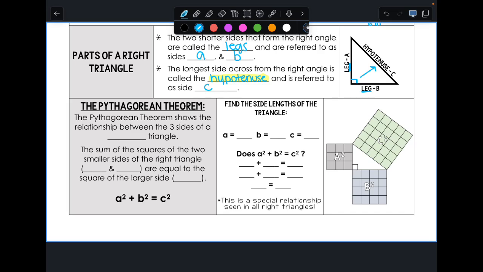Pythagorean theorem. This is going to be the last formula on your formula chart. Okay, and the Pythagorean theorem shows the relationship between all three sides of a right triangle. Once again, this only works with right triangles. It doesn't work with acute, isosceles, or equilateral triangles. The sum of the squares of the two smaller sides of the right triangle, A and B, is equal to the square of the larger side C. Or A squared plus B squared equals C squared. Now, where do we get A, B, and C? These are the sides of a perfect square.